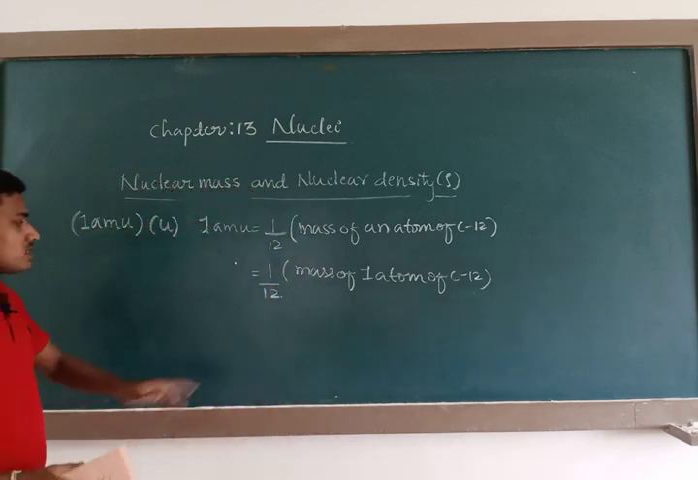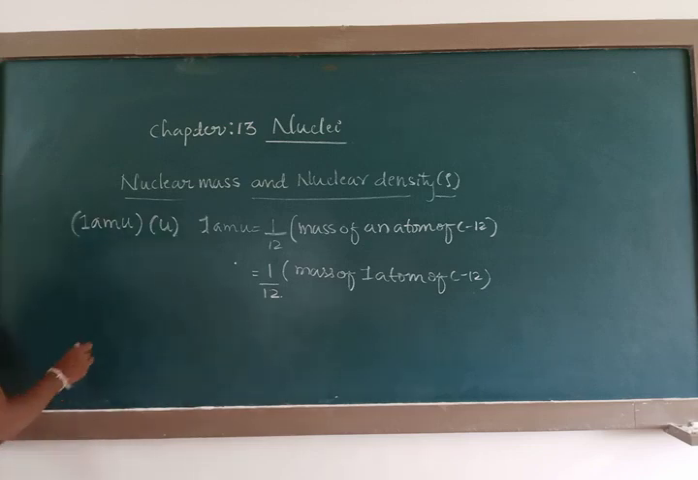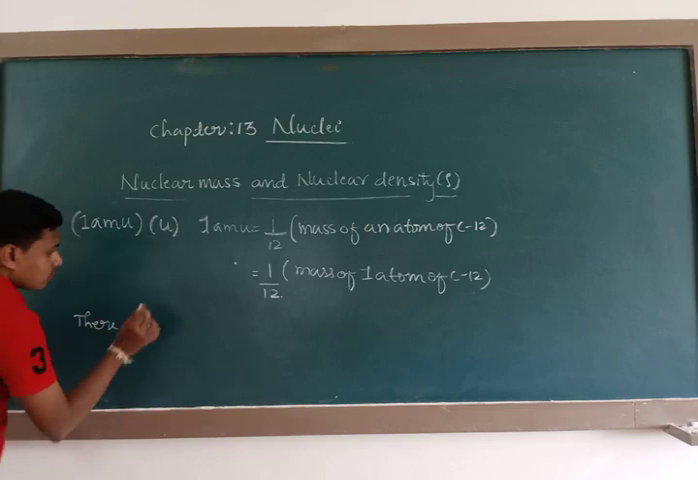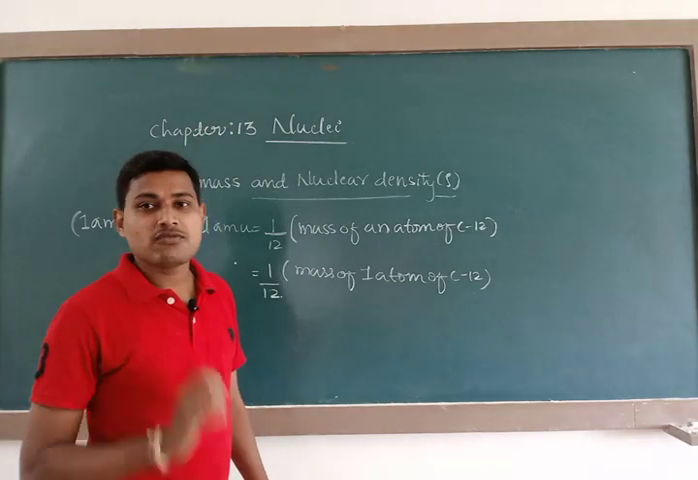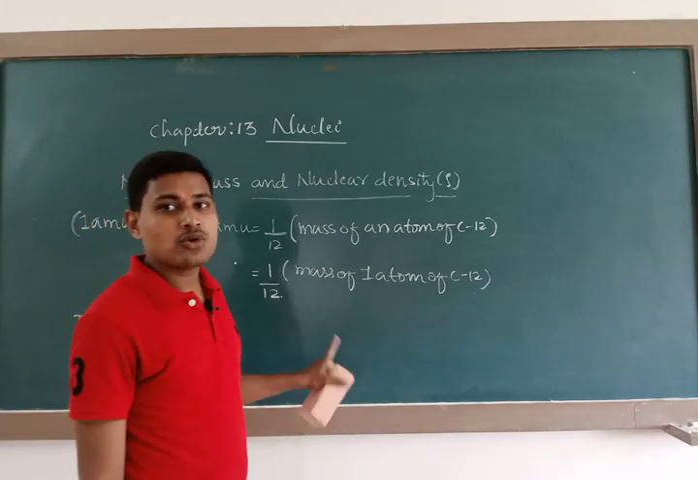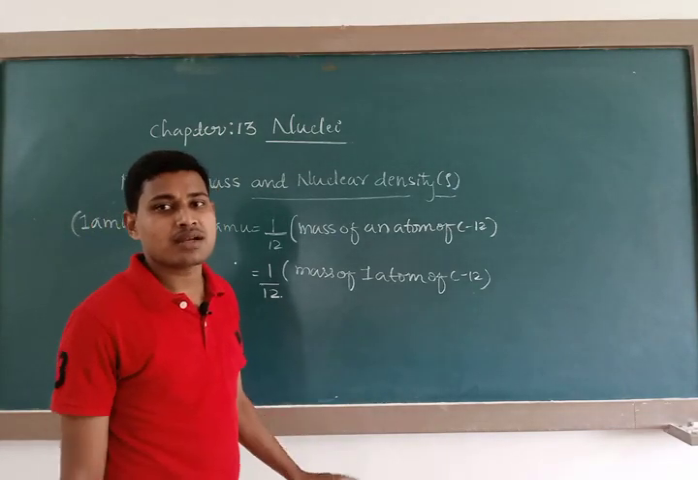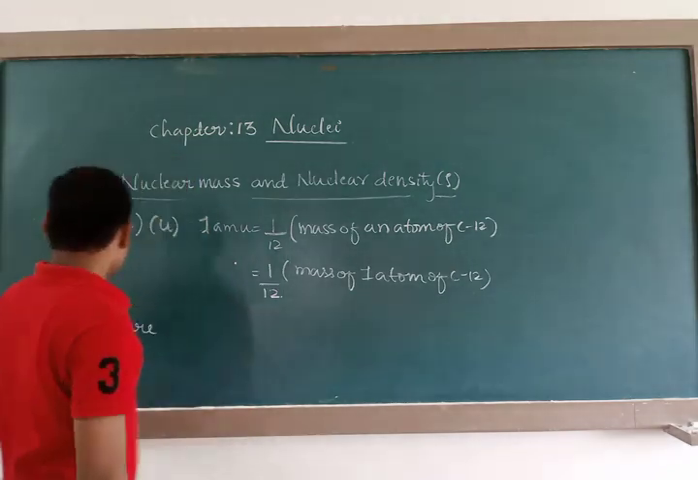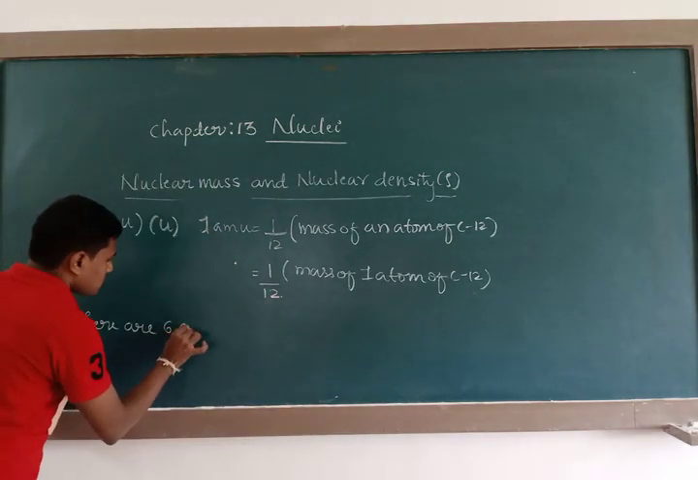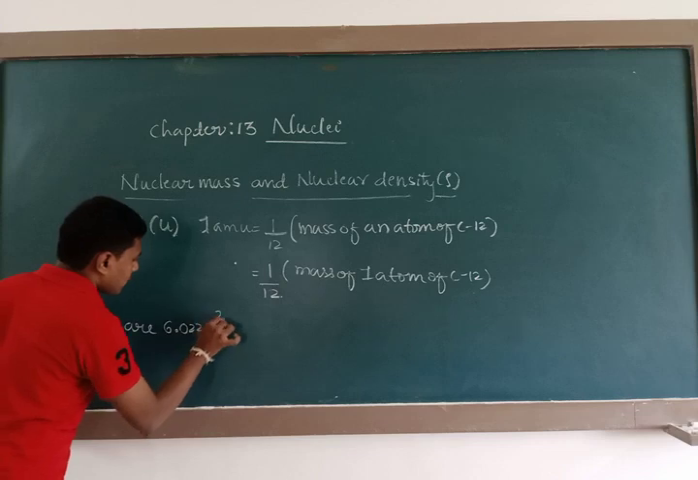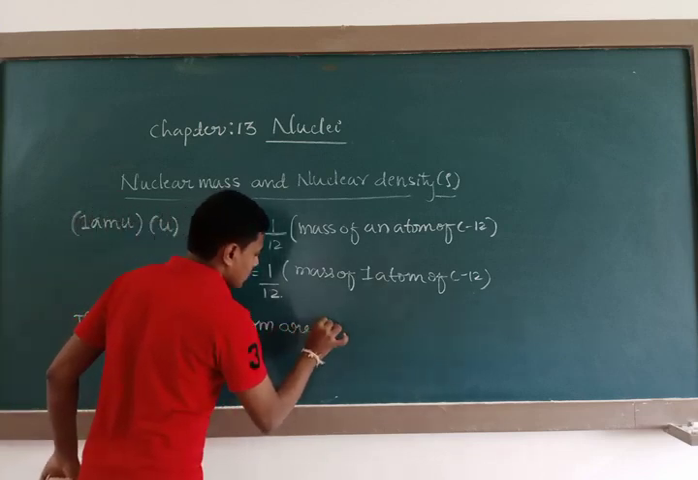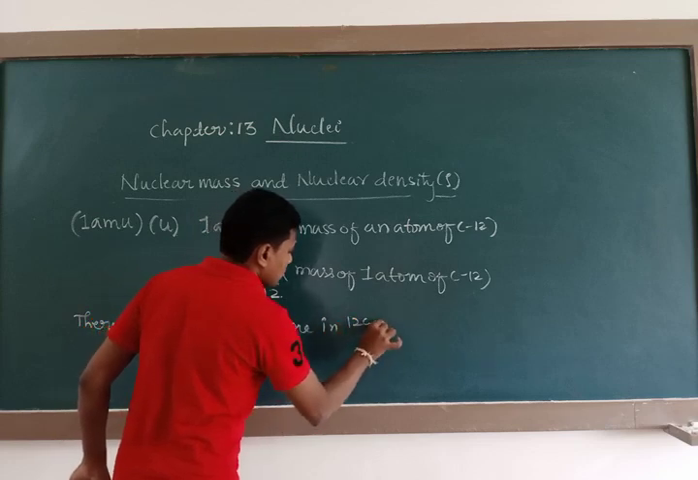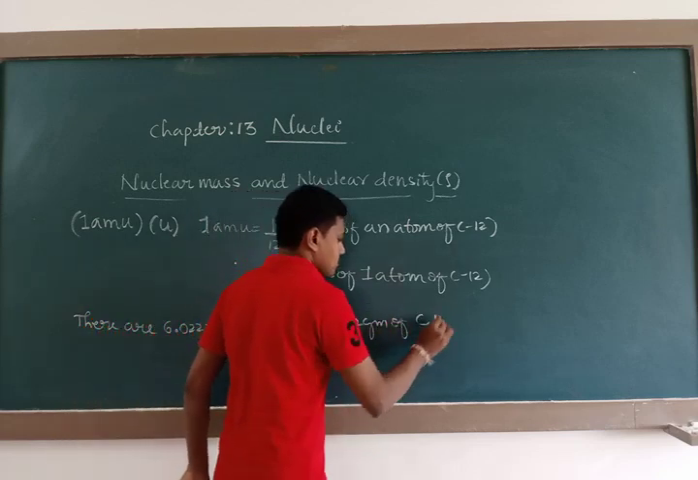See here, 12 is nothing but the mass number. So generally I want the mass of one atom of carbon 12. Mass of one atom of carbon 12 means, I don't know in 12 grams of carbon how many atoms there are. Generally there are 6.022 into 10 raised to 23 atoms in 12 grams of carbon.